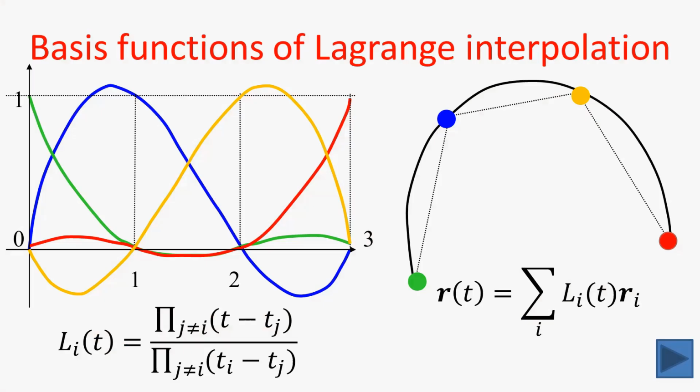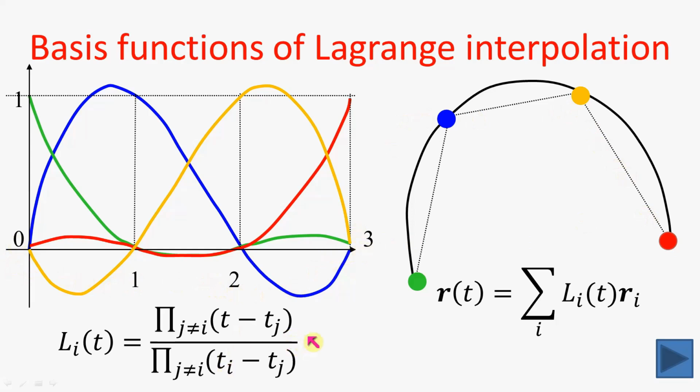Let us analyze this curve for the case when we have 4 control points. The green control point should be visited when the parameter is 0. The blue control point is visited when the t parameter is 1. The yellow is visited when the t parameter is 2. And the final red control point is visited or interpolated when the t parameter is 3. So with this, we have the 4 control points and also the 4 knot values, 0, 1, 2, 3.